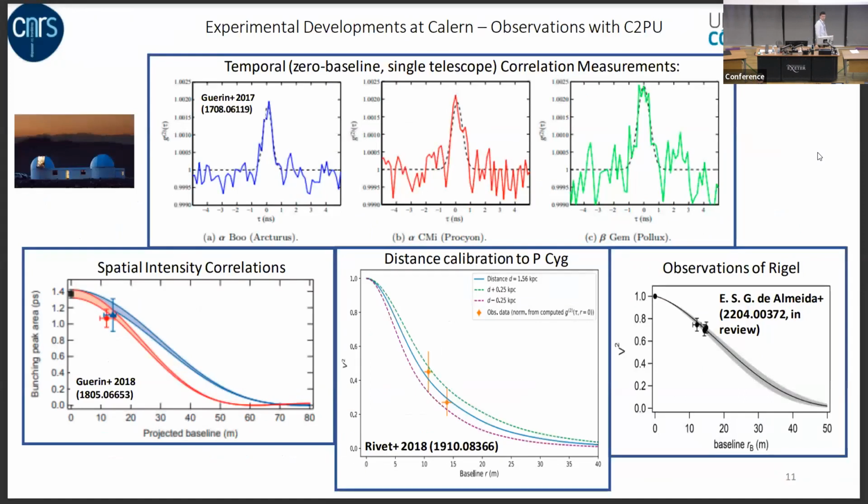This system has been progressing significantly over the last few years. It started in 2017 with observations with C2PU, in which we measured the zero baseline correlation on 3 different stars. This then expanded to performing intensity correlations between the 2 telescopes, which is shown in the bottom left. And more recently, we've been able to do distant calibration to P Cygni as well as Rigel using a combination of intensity interferometry to obtain the angular diameter and spectroscopic modeling.